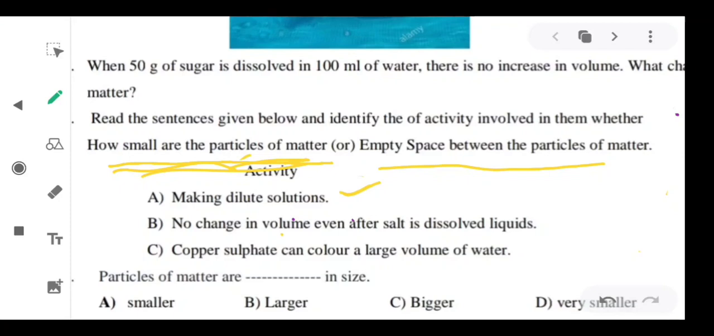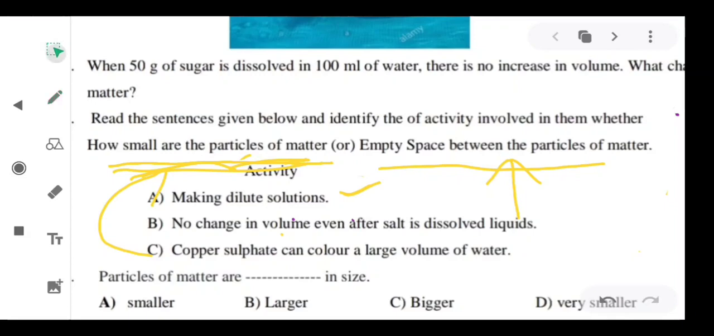Next, B: no change in volume even after salt is dissolved in liquids. We already learned this belongs to the empty space between the particles of matter. So the answer is this one. Next, copper sulfate can color a large volume of water. This is because of how small the particles of matter are. So the answer is this one.